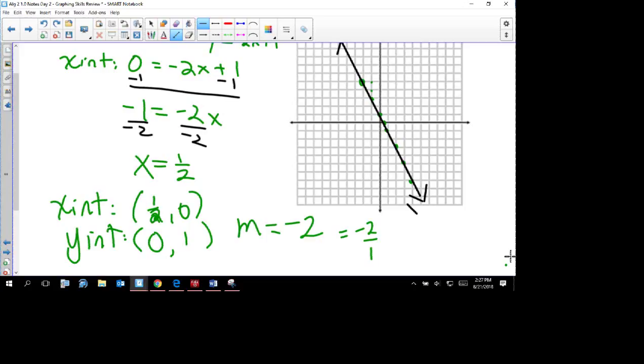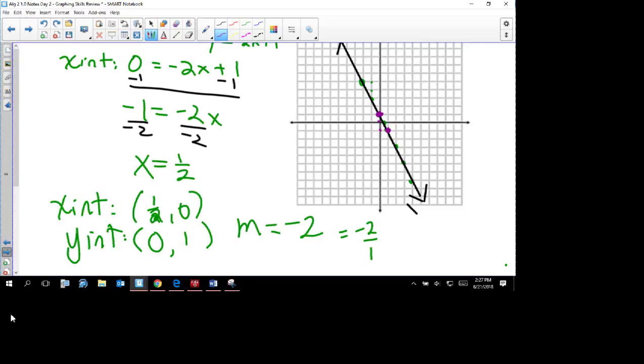I did not use the x. I started at the y, and I went down to over 1. So I used my slope. You can use the x, it's just more challenging because it's like a fraction. Other questions before I go on?